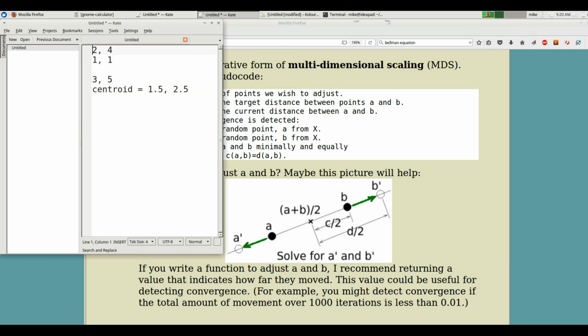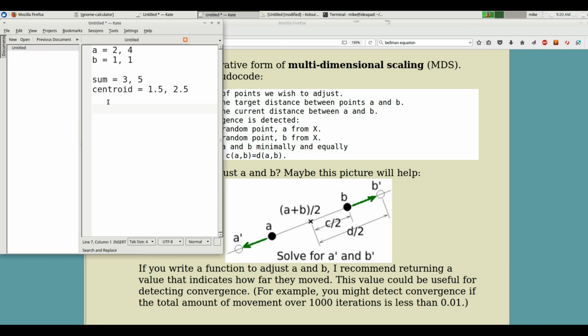Let's suppose this one is A, and this one is B. So there's the centroid, sum is that. And now we need to know distance. Let's see. We need to know C divided by 2 and D divided by 2. So what is C?